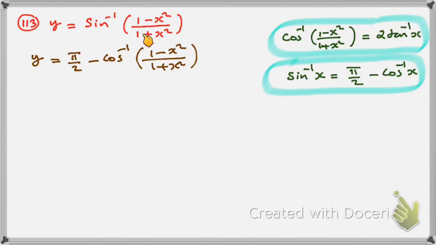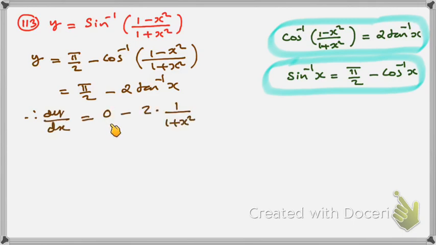Now this cos inverse of (1 minus x square) by (1 plus x square), I can replace it with 2 tan inverse of x. So my question now reduces to y is pi by 2 minus 2 tan inverse of x. So now I can differentiate. dy by dx would be pi by 2 derivative is 0, minus 2 into tan inverse of x derivative, which is 1 by (1 plus x square). That is minus 2 by (1 plus x square) is the derivative.